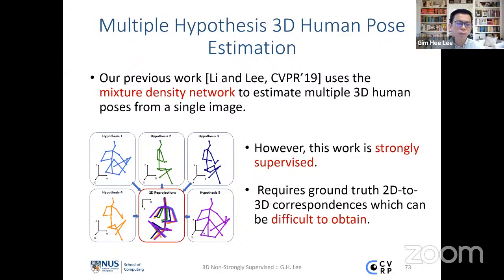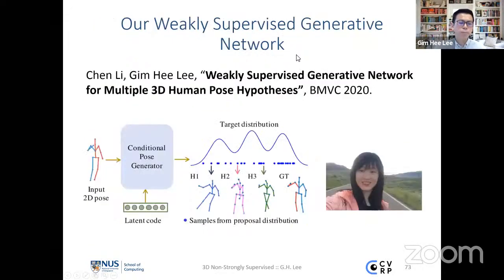So what this means is that during training, we will still require training data with 2D to 3D correspondences. This means that for every image that we are given, we need to have the corresponding 3D ground truth, which is often very difficult to label. So in this recent work, we mitigate the problem of the availability of strongly labeled data with weak supervision, but at the same time, we also want our network to be able to generate multiple 3D human pose hypotheses in order to overcome the inverse problem which I have described earlier. This work was published in BMVC this year, and it was done by my student Li Chen, shown here.